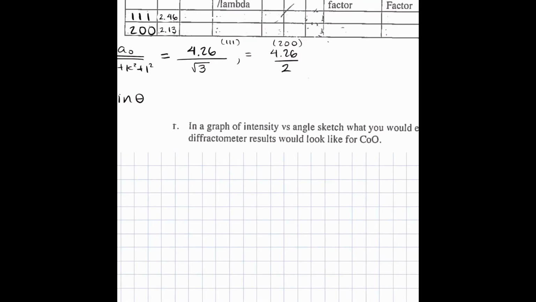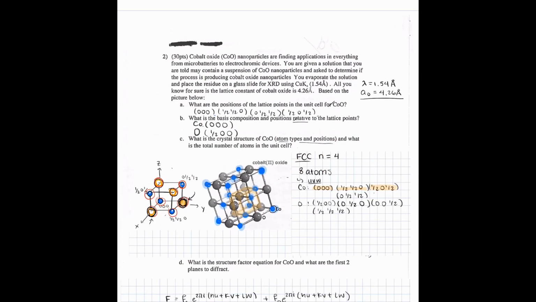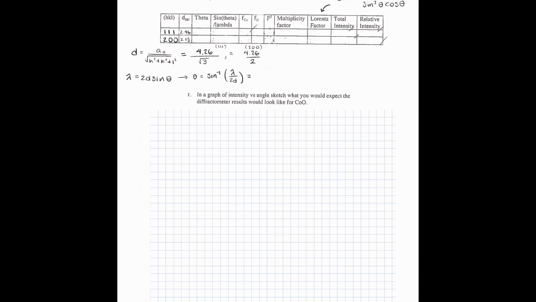All right, our theta we find using Bragg's law, which is going to be the inverse sine of lambda over 2d. So our lambda was 1.54 angstroms, which we got from above, so 1.54 over 2 times the distance we just calculated, so these two distances. So let's go ahead and calculate those.